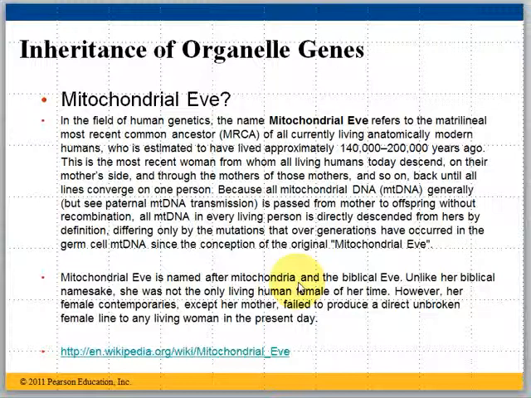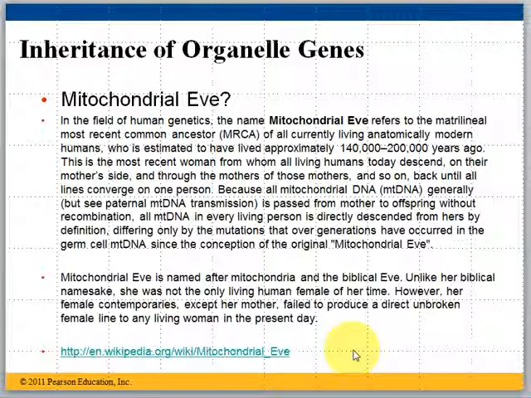So there's this idea and perhaps a story that you've read about mitochondrial Eve. It's a really interesting thing. I suggest if you have the time to look it up. I basically just took this information off of the Wikipedia page, and there's a link right there. But in the field of human genetics, they have used this term mitochondrial Eve to refer to the matrilineal most recent common ancestor of all currently living modern humans.